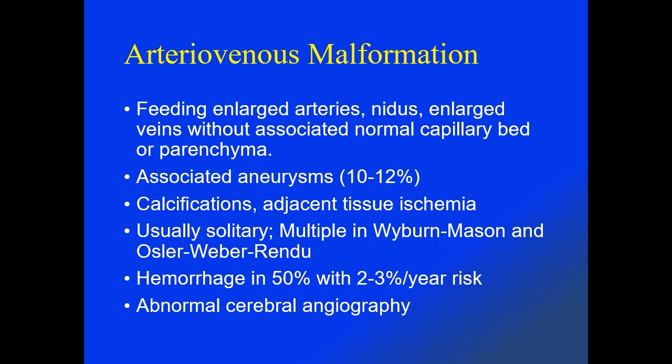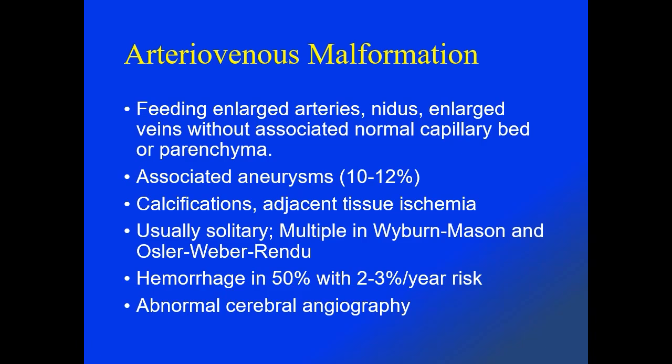Arteriovenous malformations are composed of feeding arteries, a nidus, and enlarged veins, without associated normal capillary bed or parenchyma. In about 10 to 12% of cases, AVMs are associated with feeding artery aneurysms. Calcification can sometimes be seen as dystrophic calcifications within adjacent tissue with chronic ischemia.